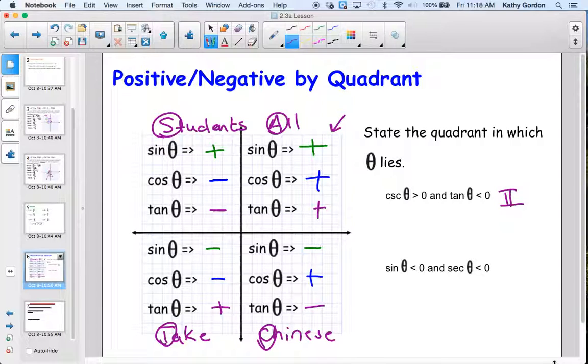How about if sine is negative and secant is negative? Which one? 3, because secant is the reciprocal of cosine. So we're basically saying sine is negative and cosine is negative. That only happens in the third quadrant. Okay?